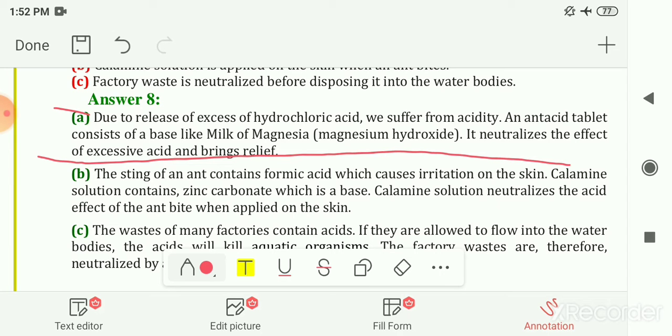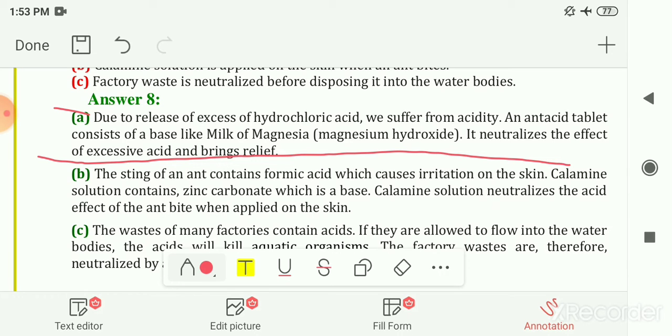Due to release of excess hydrochloric acid, we suffer from acidity. As we saw in the chapter, if an excessive amount of hydrochloric acid is produced, it will harm the wall of our stomach and cause irritation or a burning sensation. That's why we feel acidity.